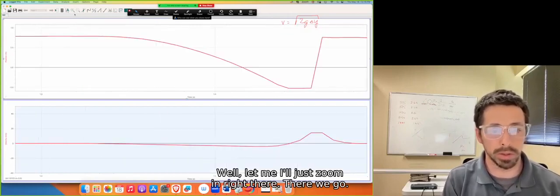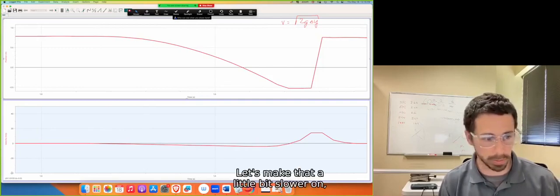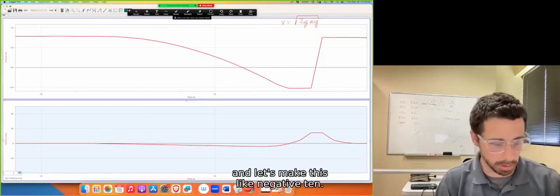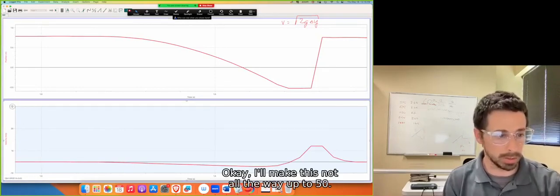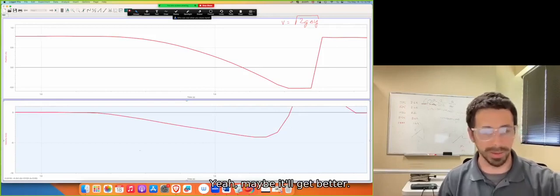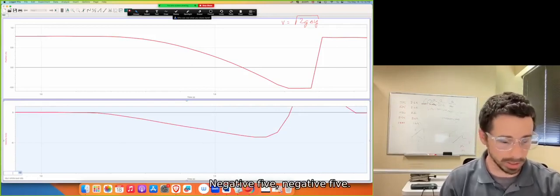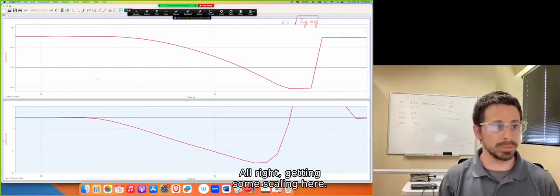Oh, I'll just zoom into right there. There we go. Ooh, look, that's -40. Let's make that a little bit slower. Let's make this like -10. Okay, and I'll make this not all the way up to 50. I'll maybe make this 1. Okay, yeah, maybe a little bit better. I can make this even smaller, right? -5. All right, getting some scaling here.